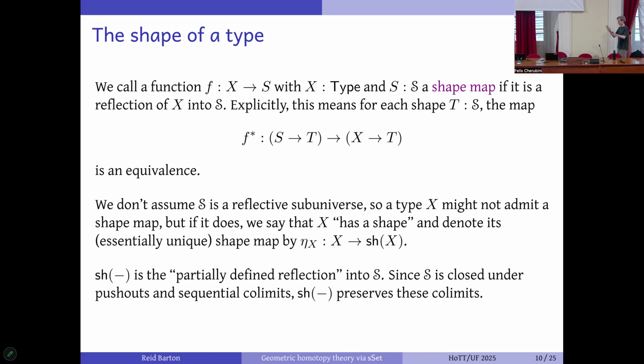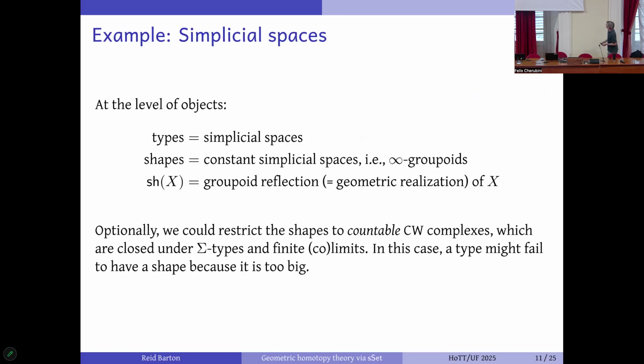And this is the reason for the kind of shape that we saw before. We do everything in sets as long as possible, and then at the end, we apply this kind of reflection into S to avoid any coherence issues. Okay, so let's look at maybe some examples where we could think about this.